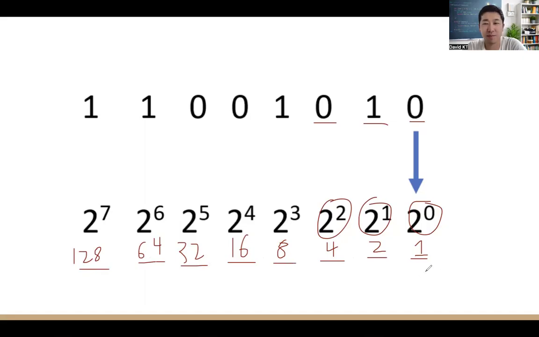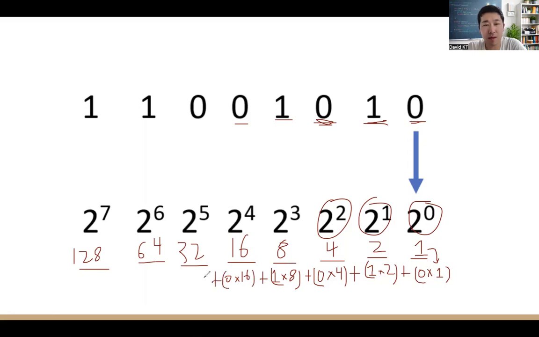So now let's do some more math. Take this number, 0 times this number, 1, plus this one here, 1 times 2, plus this one here is 0 times 4, plus 1 times 8, plus 0 times 16, plus 0 times 32, plus 1 times 64, plus 1 times 128.